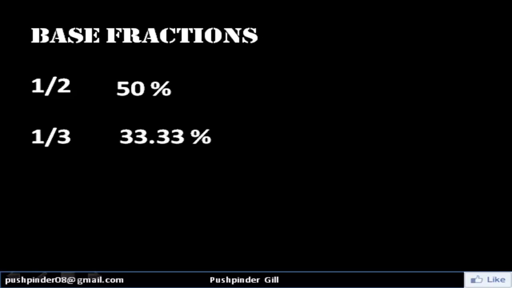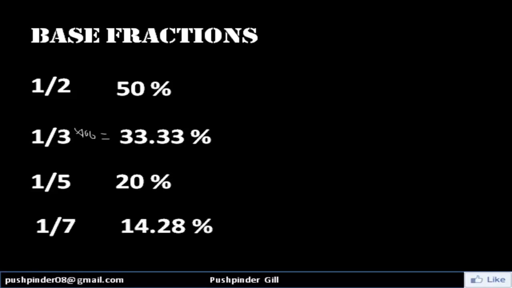1/3 is equivalent to 33.33%. Now, how did I come to this? I just multiplied 1 by 3 into 100 and I got 33.33%. Similarly, 1 by 5 will be equivalent to 20%, and 1 by 7 will be equivalent to 14.28%.